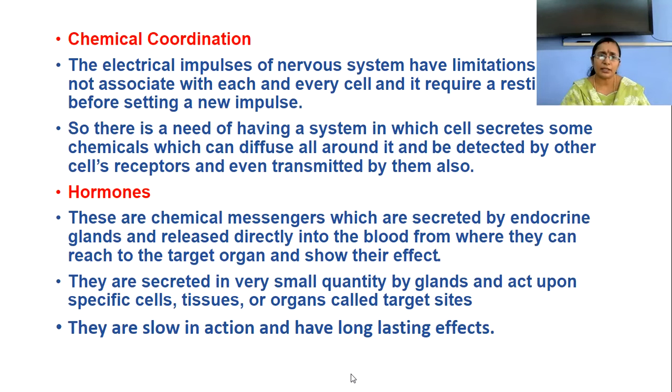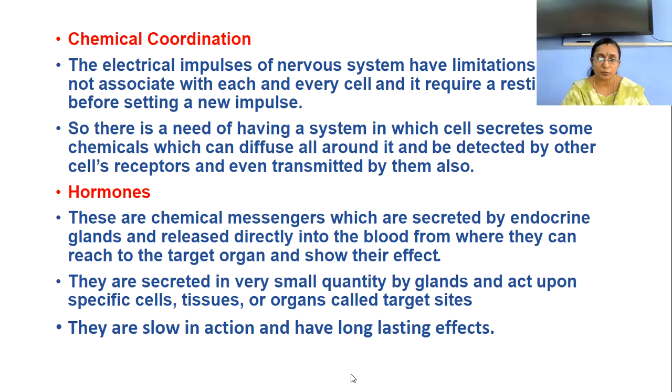So that is why we require another system which has some type of cells which can secrete chemicals which will diffuse around it, and then these chemicals can be detected by other cells' receptors, and if needed, the cells also can further transmit these messages. So if such a system is there associated with the nervous system in case of animals, and in case of plants, we can increase the efficiency with which the message is passed to the cells and activities taking place. So this is done with the help of our endocrine system or the hormones.